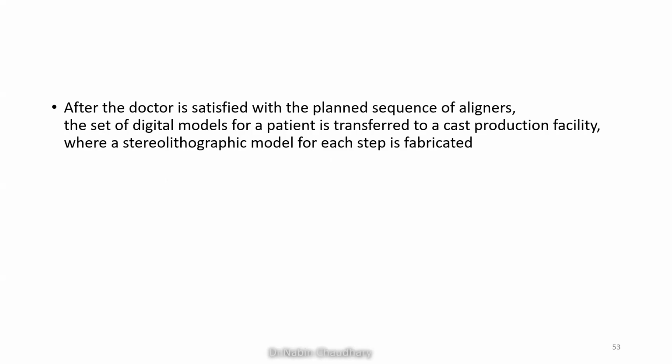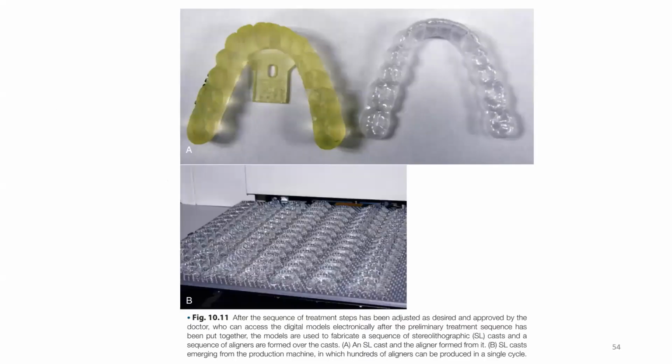And once the doctor is satisfied with the planned sequence of the aligners, the set of digital models for the patient will be transferred to a cast production facility where a stereolithographic model for each step will be fabricated. So this is the stereolithographic model, and on this stereolithographic model the Invisalign clear aligner is fabricated, and in one cycle about 100 clear aligners can be fabricated in a single cycle.